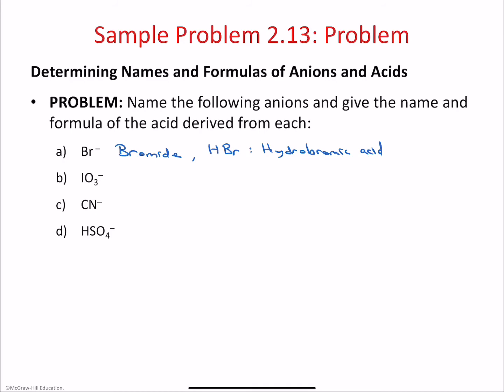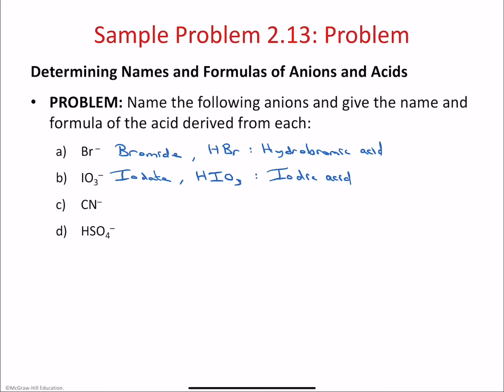IO3- is iodate. So again, IO4- is periodate, and this is iodate. So we'll put iodate. And if I have a hydrogen added to that, I get HIO3, which would be iodic acid, because when it's ate, we end with ic acid. So this would be iodic acid for an oxyanion.